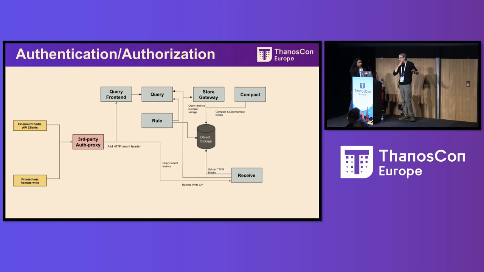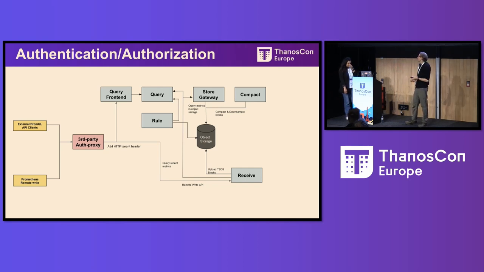And then the other thing is that Thanos doesn't do any authorization or authentication. It just looks at these HTTP headers that are coming in and assumes that it will be fine. So probably you're going to want to have something in front, some proxy that is actually putting these headers in there, to make sure that it's the correct tenants that are setting the correct labels. We use the Observatorium API, but I'm sure there are a bunch of others that can work.